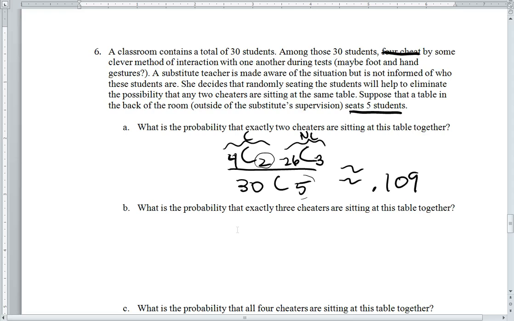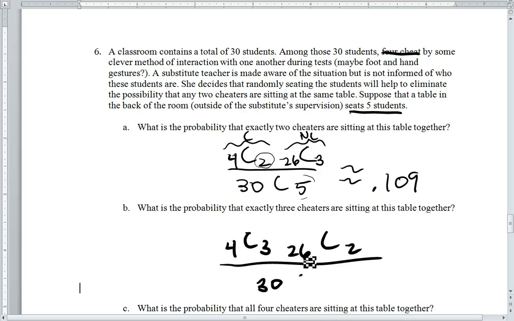Now we want to know what is the probability that exactly 3 cheaters are sitting at this table together. Obviously this isn't the only type of problem that can arise. Having potentially more cheaters can just be equally as damaging. So from the 4 cheaters, we want to select 3. From the remaining 26 students, there are only 2 seats left that will be filled by non-cheaters, and this is out of 30 combination 5 different group possibilities. This probability is about 0.00073, which is less than a 1% chance.